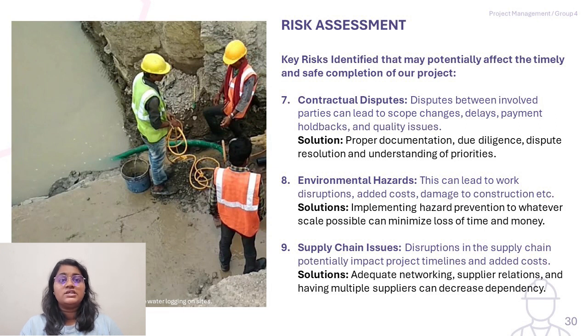Lastly, supply chain issues could disrupt project timelines and add costs if not managed properly. We are addressing this risk by establishing adequate networking, maintaining strong supplier relations, and diversifying our suppliers to decrease dependency and mitigate supply chain disruptions. By proactively addressing these key risks with strategic solutions, we are confident in our ability to navigate challenges and ensure the successful and safe completion of our project within the desired timeline and quality standards.